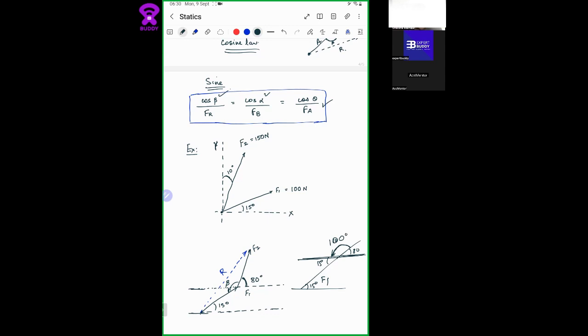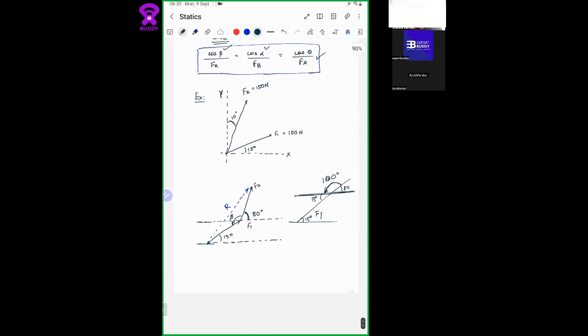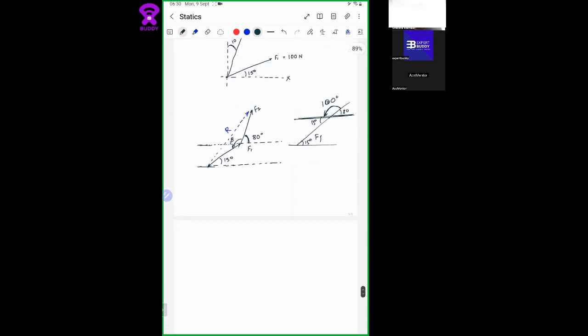Isn't it? Yeah. Are you able to follow? Yeah. What happens here is now beta becomes 100 plus 15 degrees, that is 115 degrees. Okay. Now you try to add them.